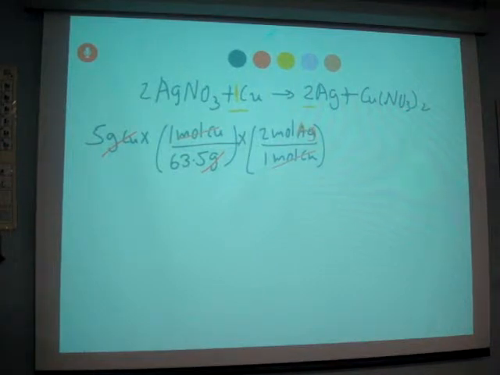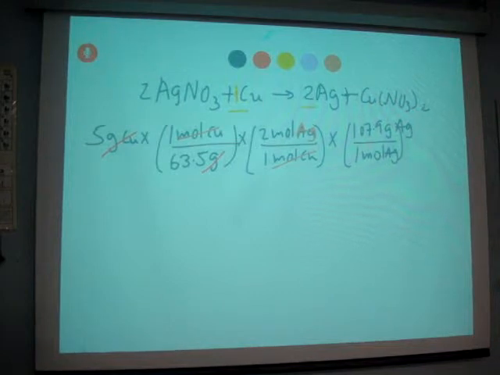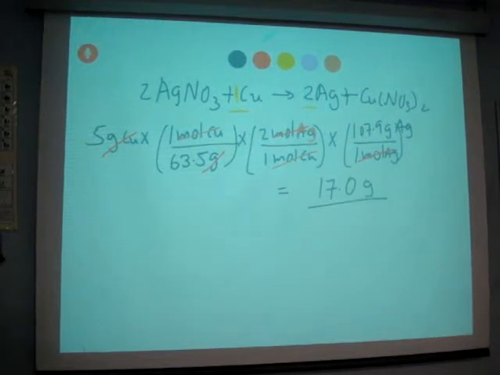So 1 mole of copper cancels, and you convert to moles of silver. Now you have moles of silver, and to get grams of silver you multiply by its molar mass. So 1 mole of Ag is 107.9 grams of Ag. When you do that, you cancel moles of silver and convert to grams of silver. You get about 17.0 grams of silver.